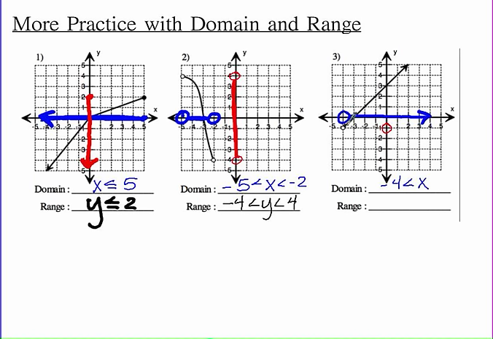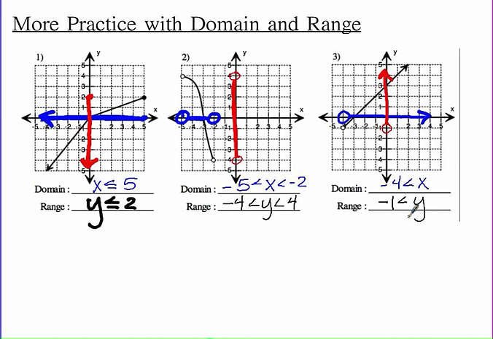So I can see that it starts down here, but it keeps going up and up and up and up forever. So with that being said, I can go ahead and go back, write my range as anything that is larger than this -1. So -1 less than y.